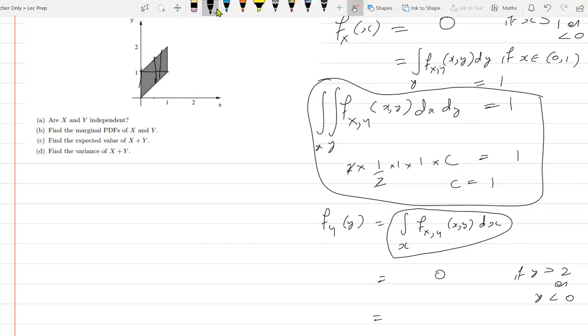So let's write it down. This quantity is basically the integral, and it depends upon what the value of y is. If y is between 0 to 1, if y is in this region, then x can take values from 0 to some maximum. So f_Y(y) is the integral from 0 to x of a constant dx. You agree?